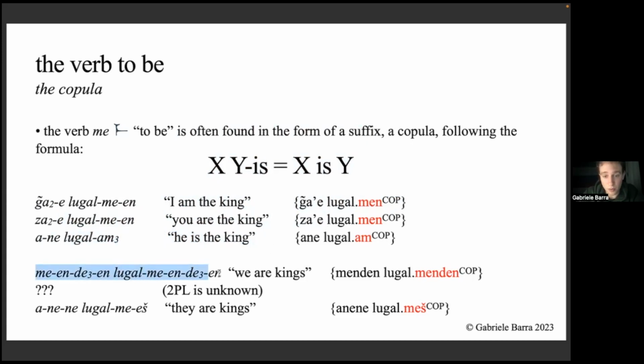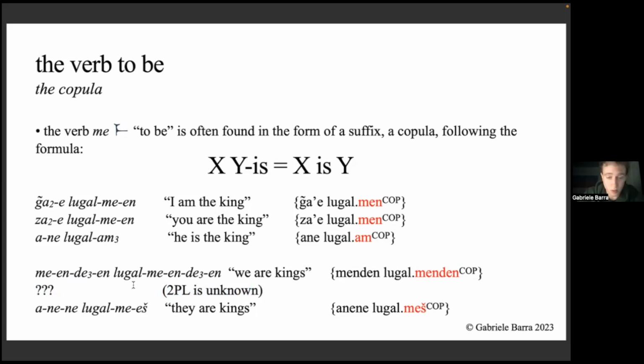Then we have first person plural, menden. Lugal menden. How creative of Sumerians. Menden, lugal menden again. So menden here acts as a verb, the suffix. We don't know about the second person plural. We do think it's enzen or mensen, but we can't be sure.